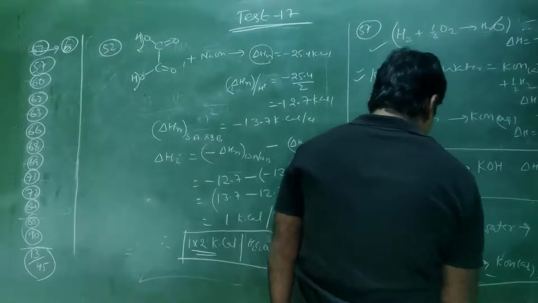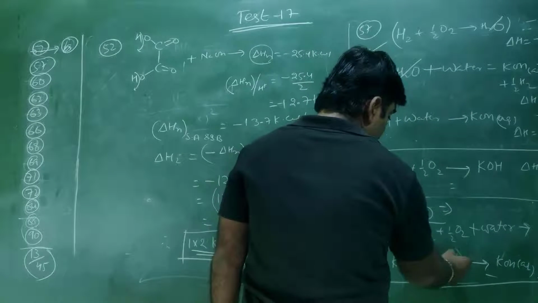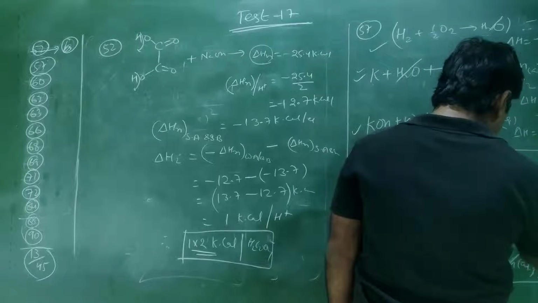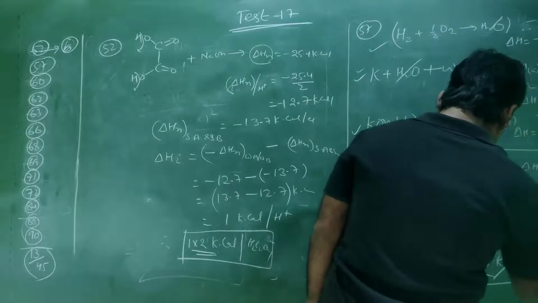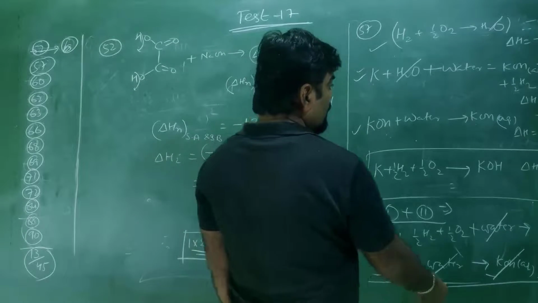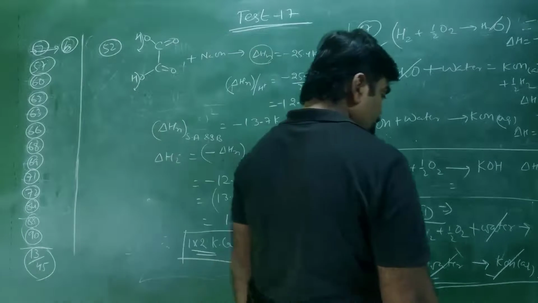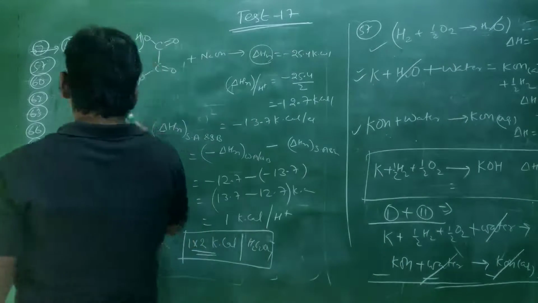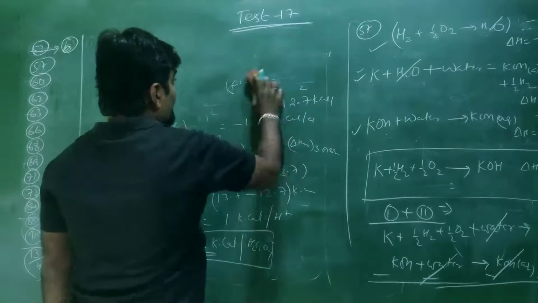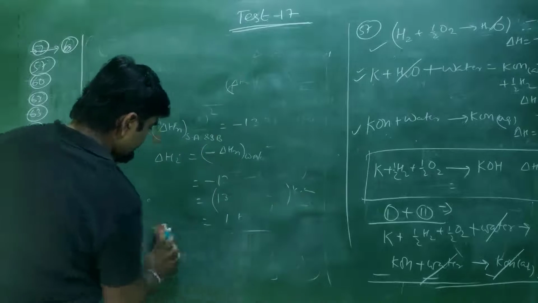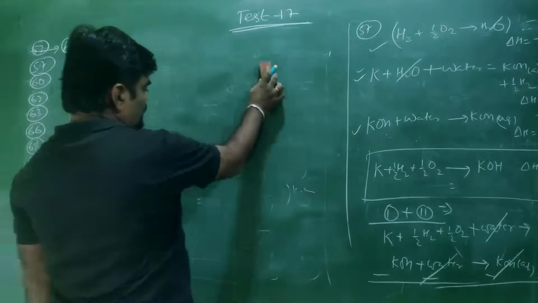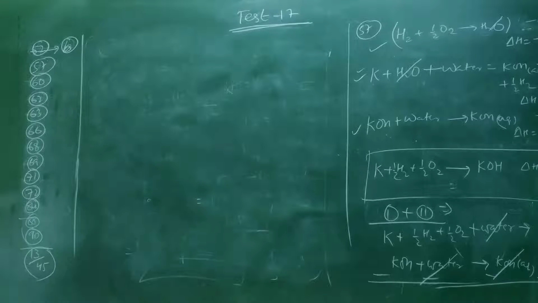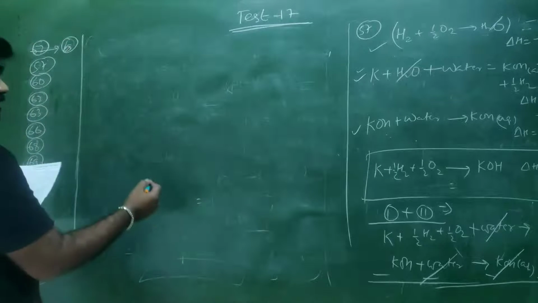Now subtract this equation. Minus, minus, minus. We'll have water. Water is cancelled. KOH aqueous is cancelled. So we'll get the equation. So net equation will be how much? See, in the net equation we'll get the value of formation of KOH without water. Formation of KOH without water. So how much it is?